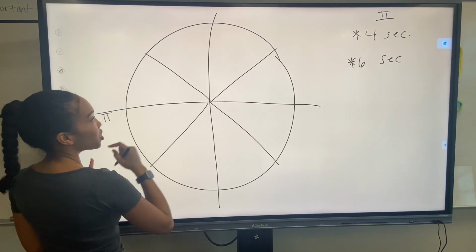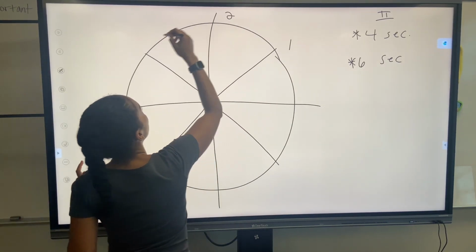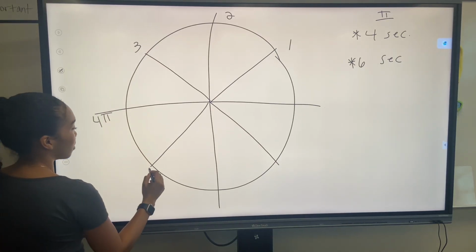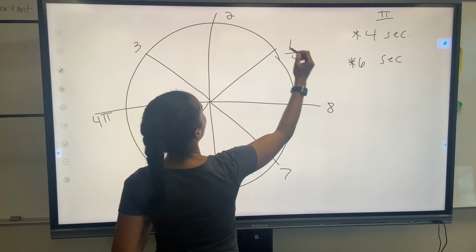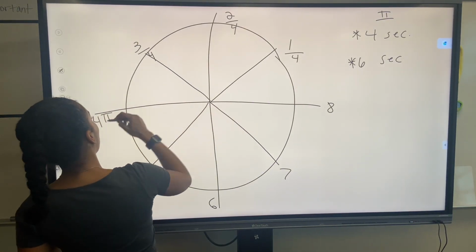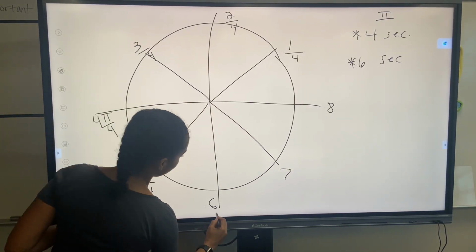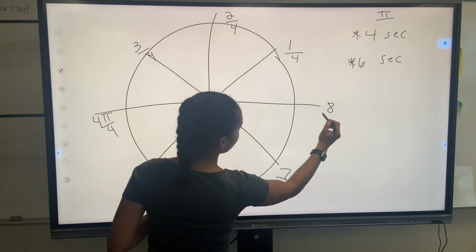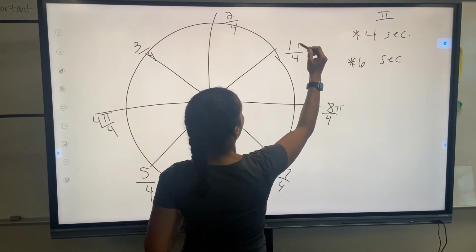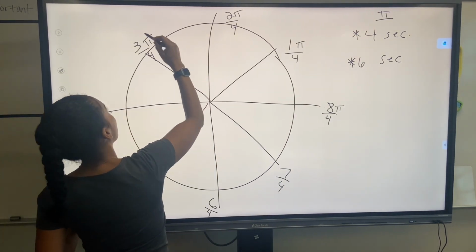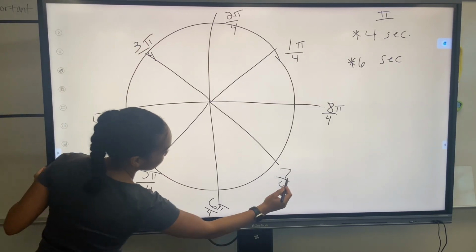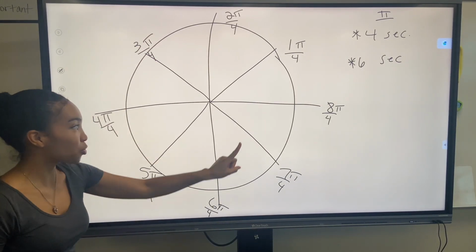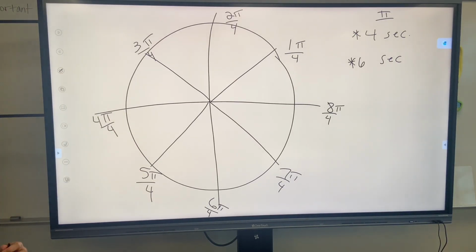Okay, so I'm going to do 4 sections first. 1, 2, 3, 4, 5, 6, 7, 8. And they're all over 4. We're doing 4 sections first. And then make sure they all have a pi, because we're splitting pi into 4 sections. All right, now you just go through and simplify those fractions, okay?